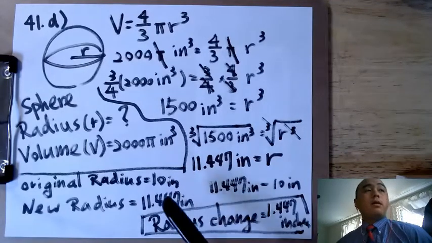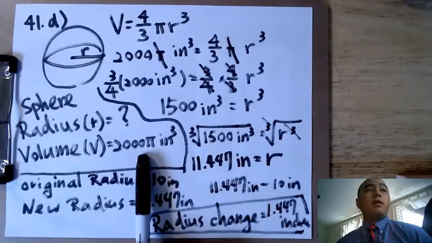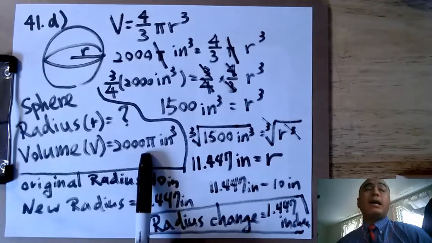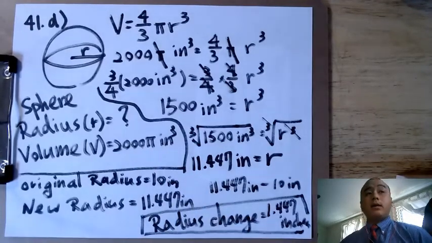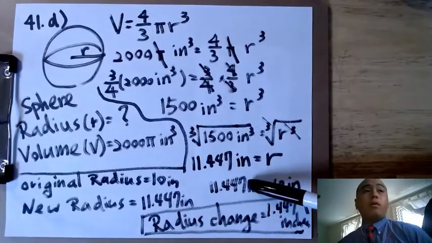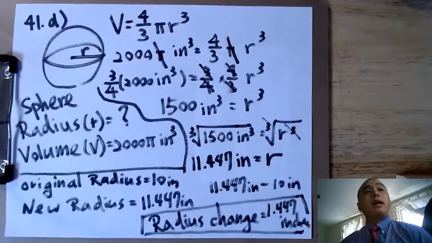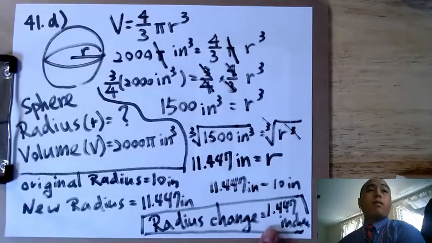And so following this, if we know the volume of the sphere to be 2,000 pi cubic inches, the radius would have to be 11.447 inches. And if you look at the change between this and the original one, where the radius was 10 inches, you will have a change of 1.447 inches.